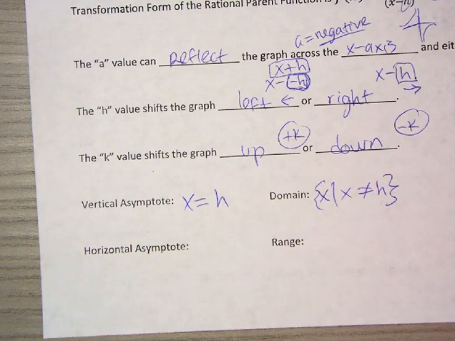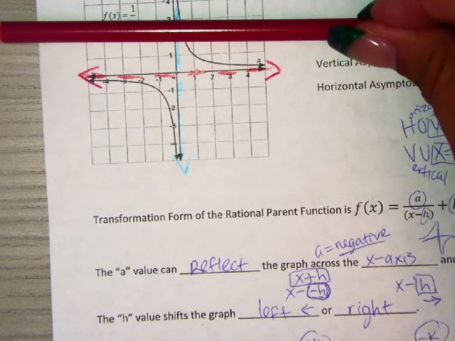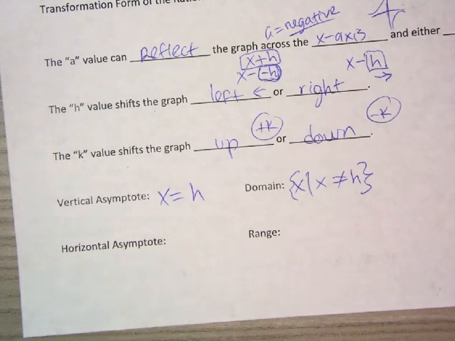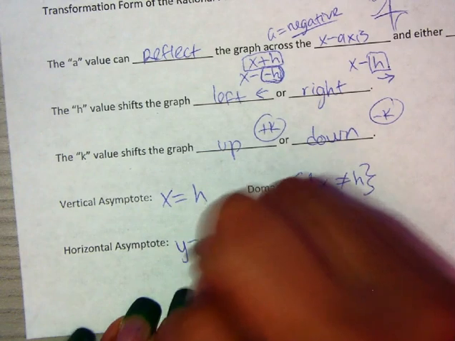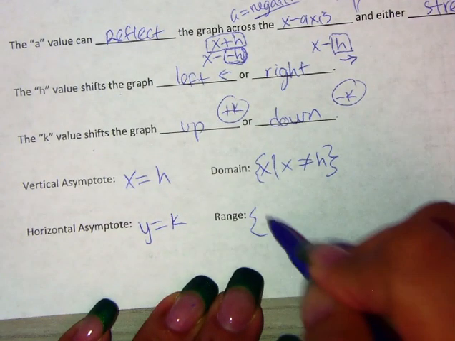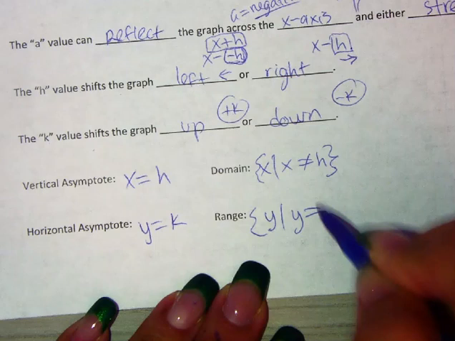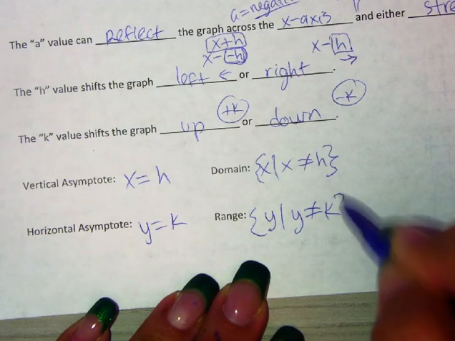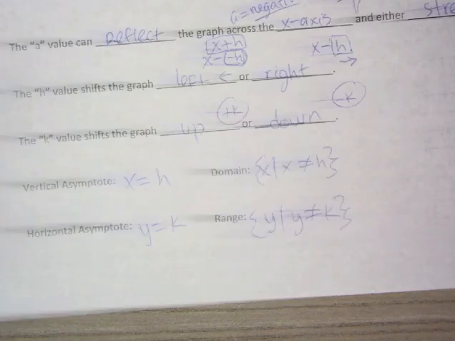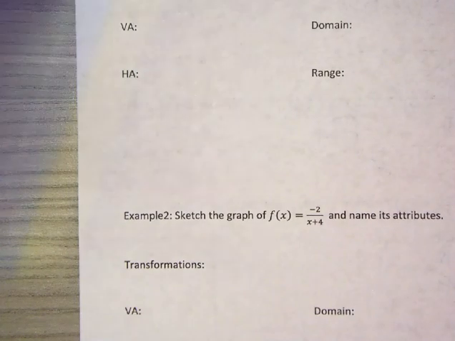The horizontal asymptote is like this, so the only way it can shift is up or down. The one that shifts up or down is k. So for this one, we're going to have y equals k. And then the range will be the restriction of y such that y cannot equal k, whatever your horizontal asymptote is. Let's do a couple of practice problems so you can understand it a little better.